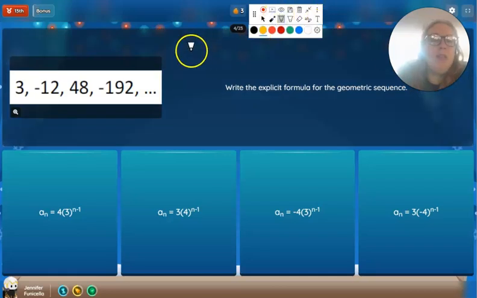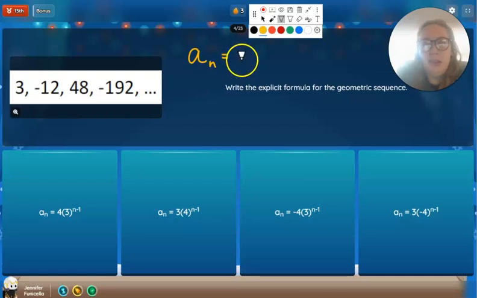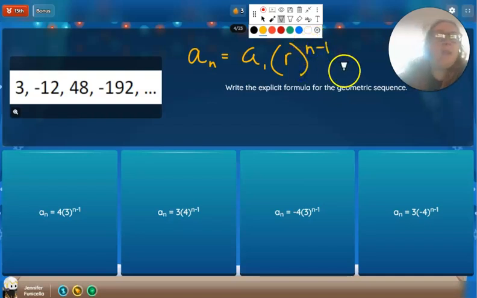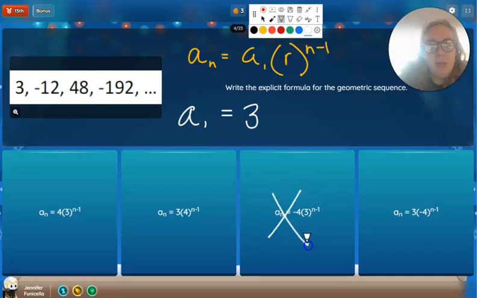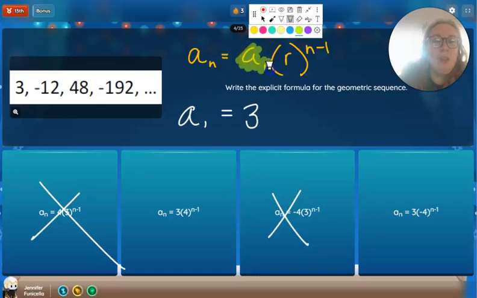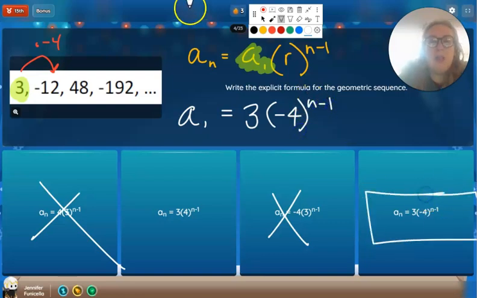Question 4, we're looking for the explicit formula. So again, a sub n equals the first term times the ratio raised to n minus 1. So our first term here, looking at the sequence, is a 3. So already we know it can't be this one and cannot be this one, right? Using process of elimination, because our first term is a 3. Now the ratio, remember from the last one, 3 times negative 4 gets us negative 12. So our common ratio is negative 4 to the n minus 1. So that's going to be option D.